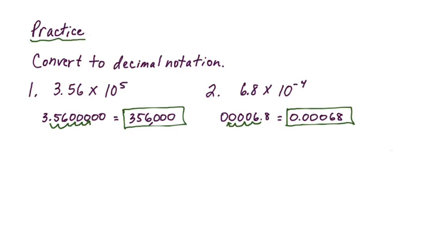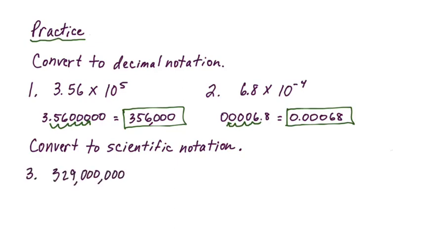All right, so now we're going to go the other direction, convert to scientific notation. So number 3, 329 million. That's actually the number of people estimated in the United States. So let's write that in scientific notation. So remember, we need a number between 1 and 10, 1 digit left of the decimal. Currently, our decimal is right there. So we're going to have to move left. Let's see, that's going to be 3, 6, 7, 8 places.